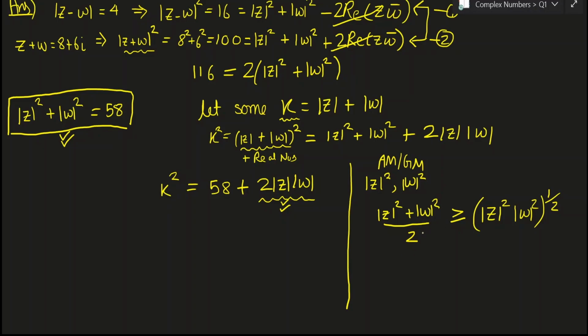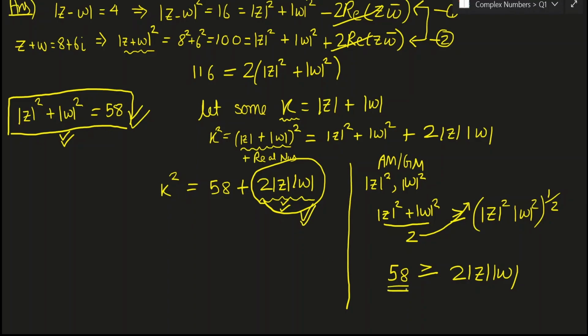So once I put the 2 on this side, and once I replace mod of z square plus mod of omega square with 58, which is what we found out earlier, 58 is greater than or equal to 2 times mod z mod omega, which is what we have right over here. So the maximum value that this thing can assume is 58. This will always be less than or equal to 58.